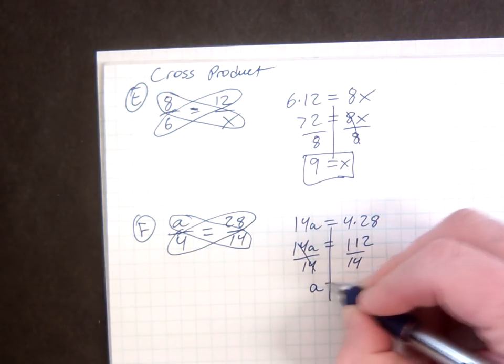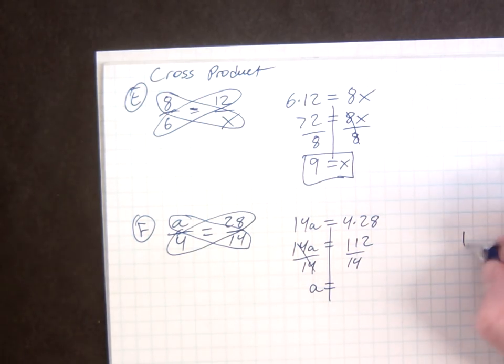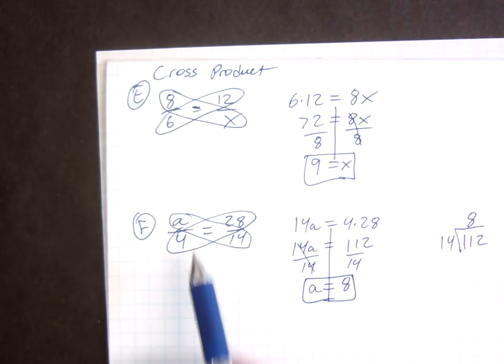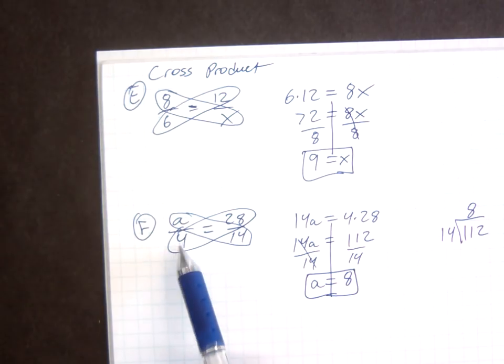You get a is equal to 112 divided by 14. Let's see. I'm going to guess 8. Three, 12. And that goes in there evenly. So a is equal to 8. We check to make sure that it makes sense. 8 is twice 4, and 28 is twice 14. So the cross product worked out there.